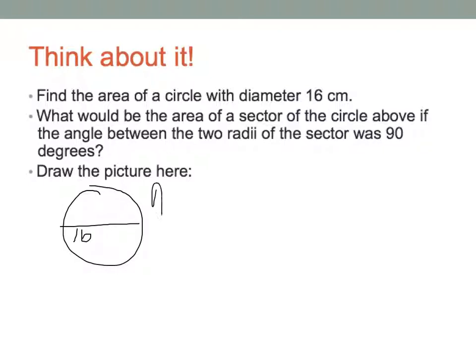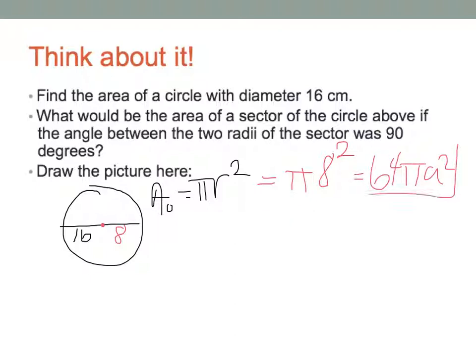And to find the area of a circle, the area formula is pi r squared. So I need my radius. Now if the diameter is 16, my radius is 8. So I'll plug it in here and I'll get pi times 8 squared, which gives me 64 pi units squared, and that is the area of my entire circle.